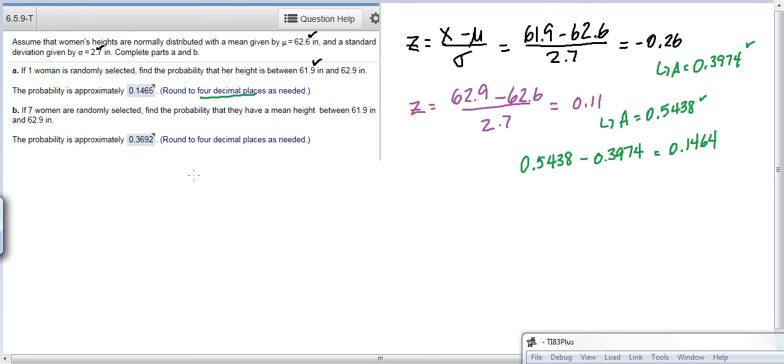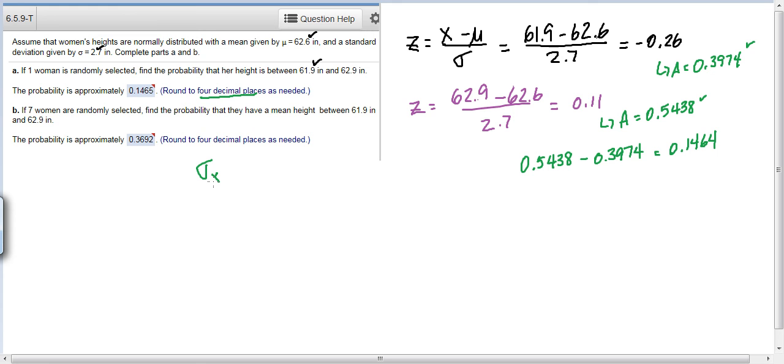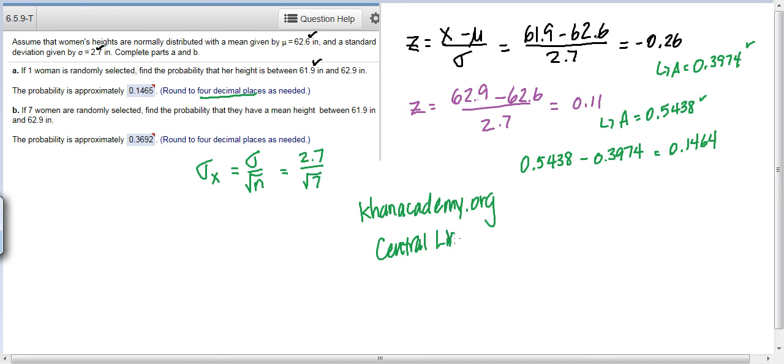Central limit theorem says that for a sample, the standard deviation should be the original standard deviation divided by the square root of n. So in our case, our sigma was 2.7, and we're going to divide by the square root of 7. Now central limit theorem is a difficult thing to try to understand. I gave a link in another video, but really all you need to do is go to khanacademy.org and search for central limit theorem. It'll explain what this means in real life and how we can understand it.